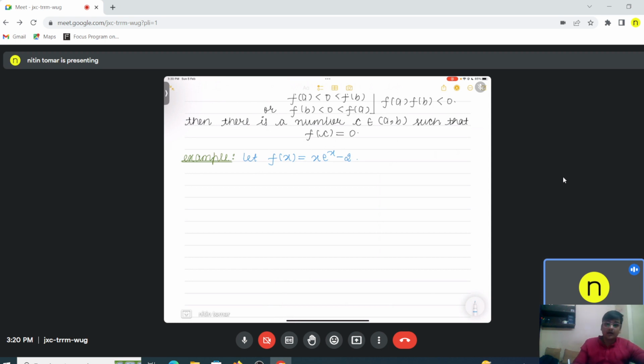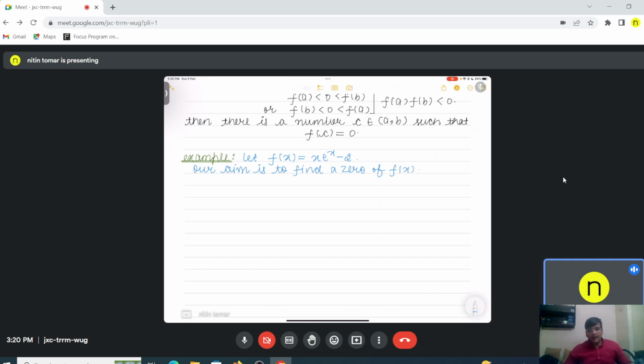Now let us say our aim is to find an interval in which this function has a 0. So let us write our aim. Our aim is to find a 0 of f of x.